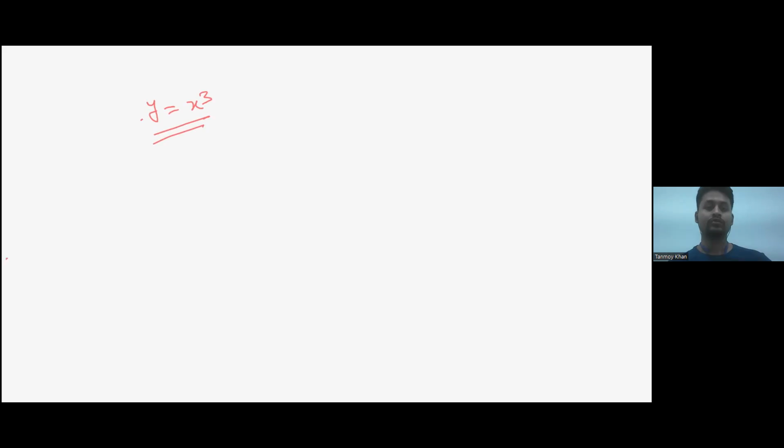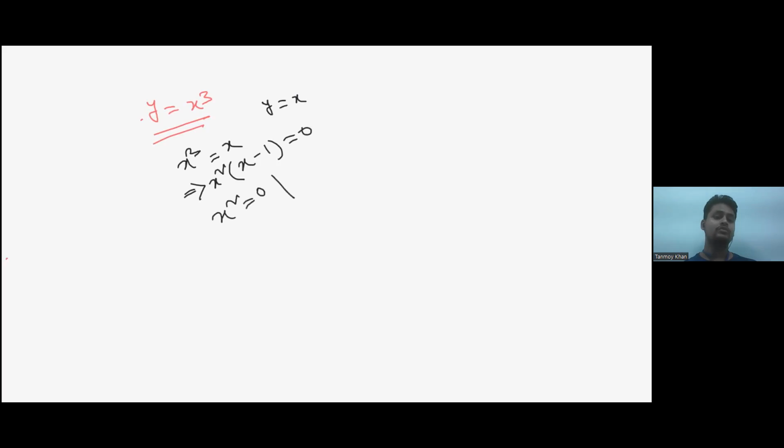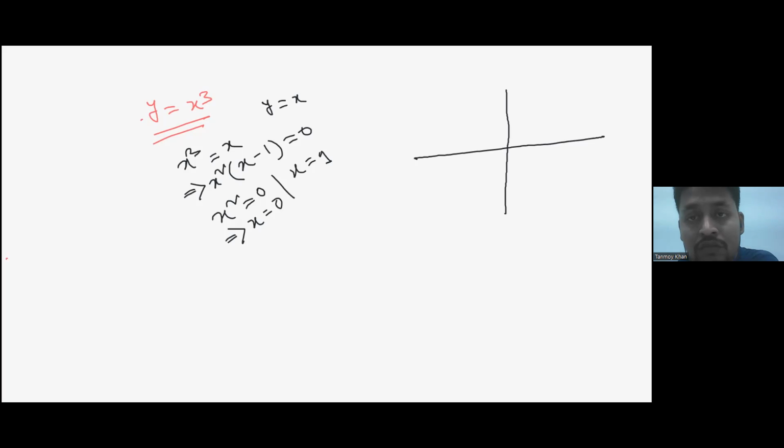Very similar. Just compare it to y is equals x, right? Now, what will it become? x cube is equals x. So it will become x square minus 1 is equals to 0. So x square is equals to 0, that gives x is equals to 0, and x is equals to 1, right? Same points. So here I will draw all the three plots in a similar graph, all the three plots, right?